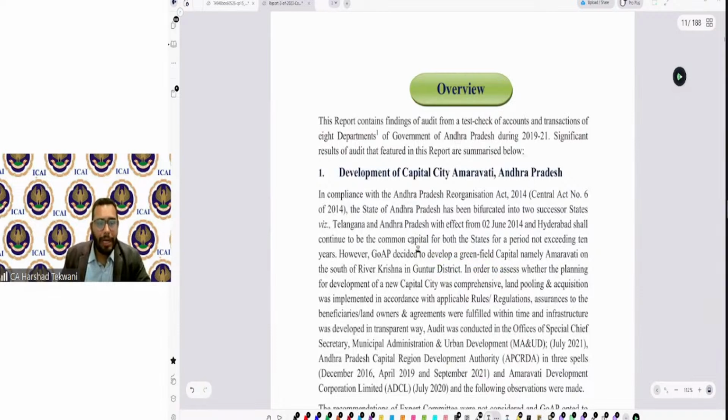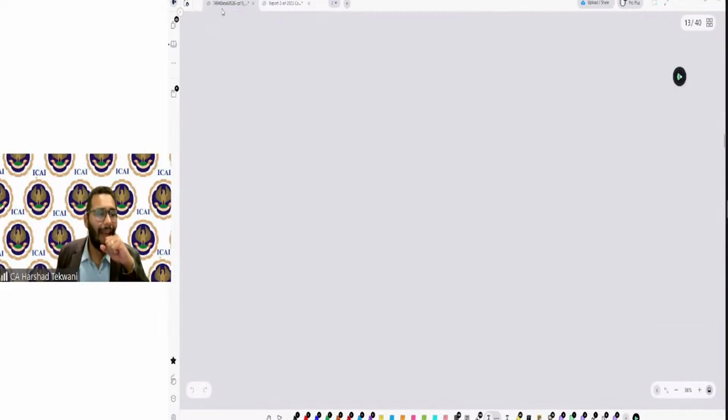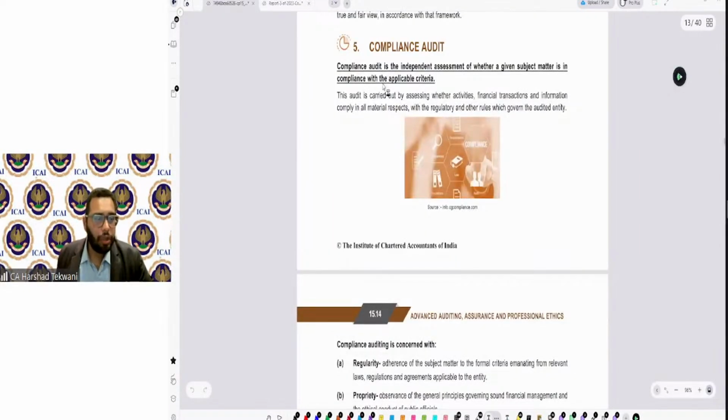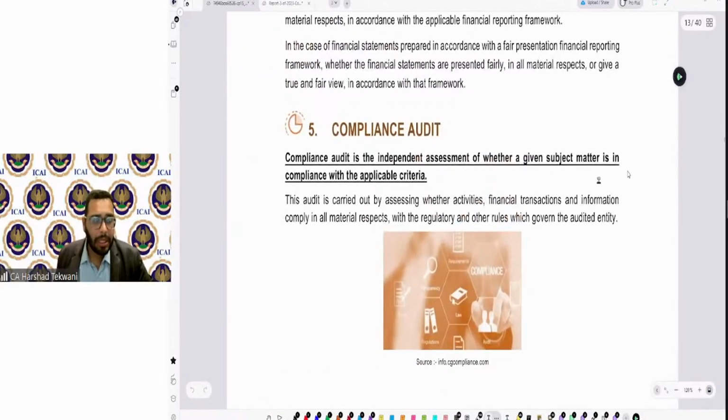Now, when I talk about a compliance report, what does this report check? The definition says that compliance audit is an independent assessment of whether a given subject matter is in compliance with the applicable criteria. So there are two things we are talking about: one is a given subject matter, and one is an applicable criteria. We are checking whether the subject matter is in compliance with the applicable criteria.